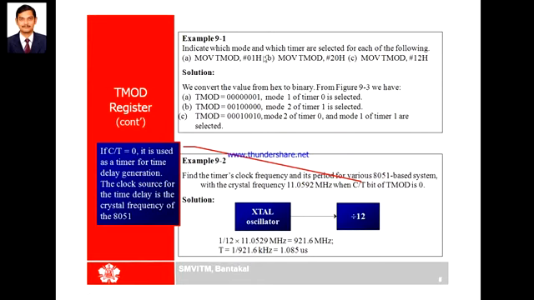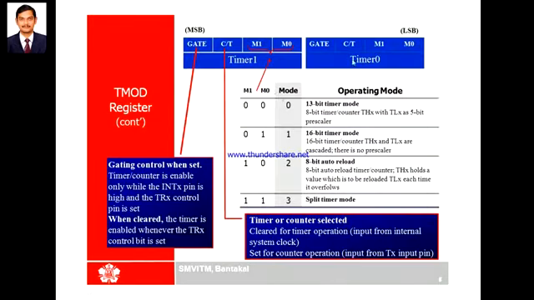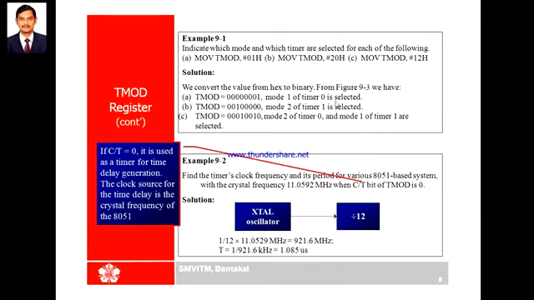By using this instruction, what are we going to do? You can observe here, by moving the binary equivalent value 0000 0001, mode 1 of timer 0 is selected. Timer 0 and mode 1 are operated here. Mode 1 of timer 0 is selected. Similarly, by moving these other data values, you can set different modes, and accordingly you can generate different delays.